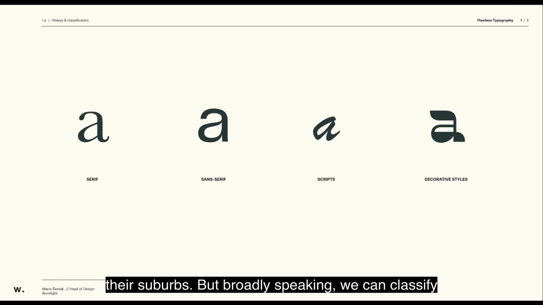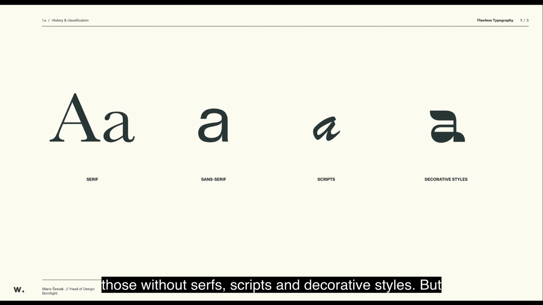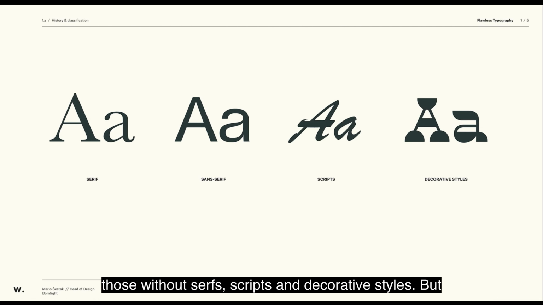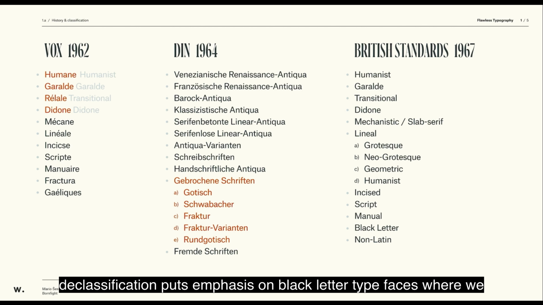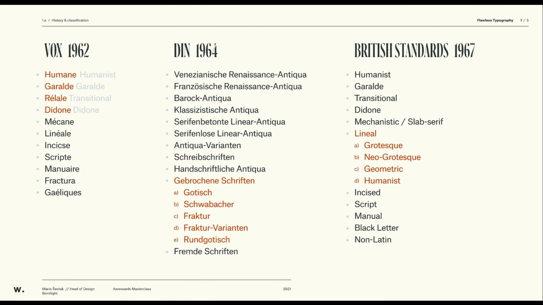But broadly speaking, we can classify most typefaces into four basic groups: those with serifs, those without serifs, scripts, and decorative styles. But if we look at the historical classification, detailed distinction of serif typefaces was made by the French Maximilien Vox, where we have four main subcategories. German DIN classification puts emphasis on black-letter typefaces, where we have five subcategories. And British standards put focus on sans serif typefaces, where we have four main subcategories.